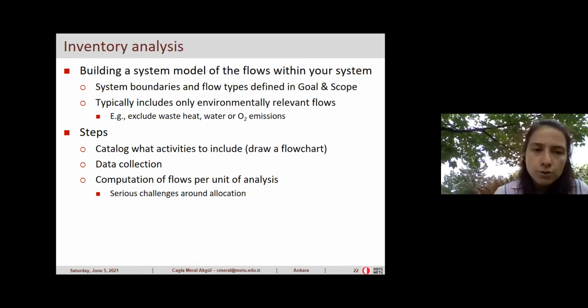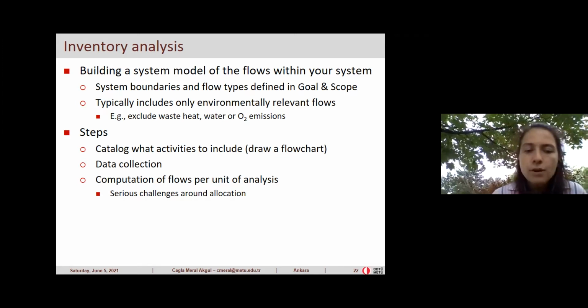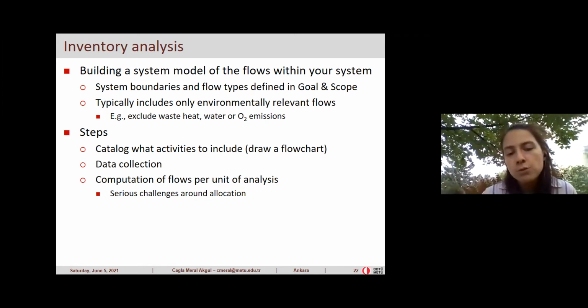Then how do we do inventory analysis? We first start to catalog what activities to include. So we draw a flow chart. Then we start to collect data, and then we actually compute the flows per unit of analysis. And actually there are certain difficulties about allocation.